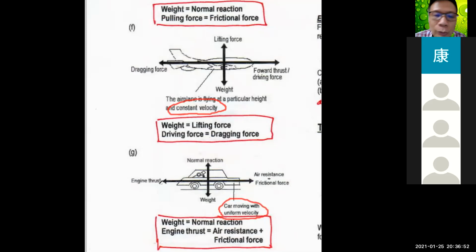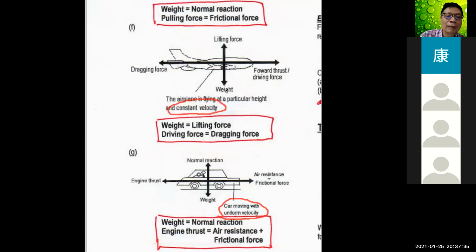So the conclusion here is like this: when all forces are in equilibrium, the object has two conditions. It either stays stationary or moves with constant velocity. So remember the two conditions. And what is the meaning of forces in equilibrium? Forces in equilibrium means when you sum up all the forces, you get answer 0, meaning that the resultant force is 0, or the net force is 0.